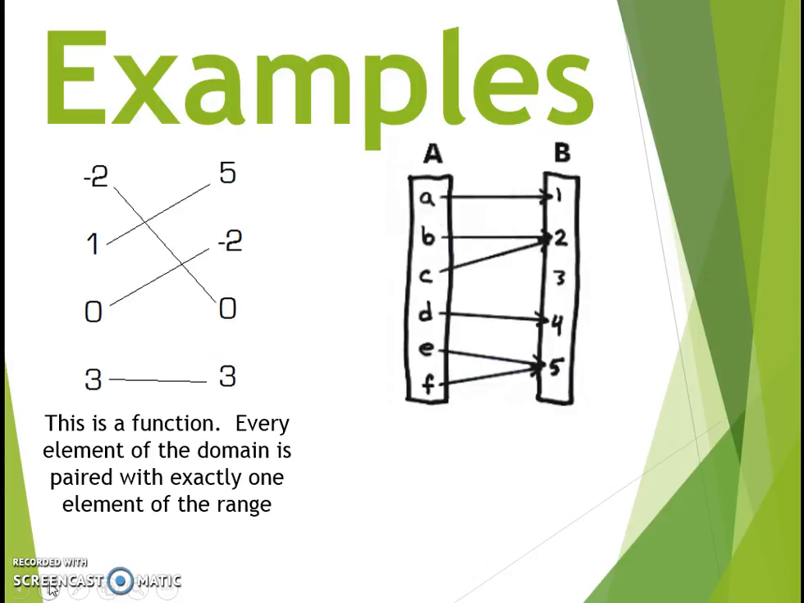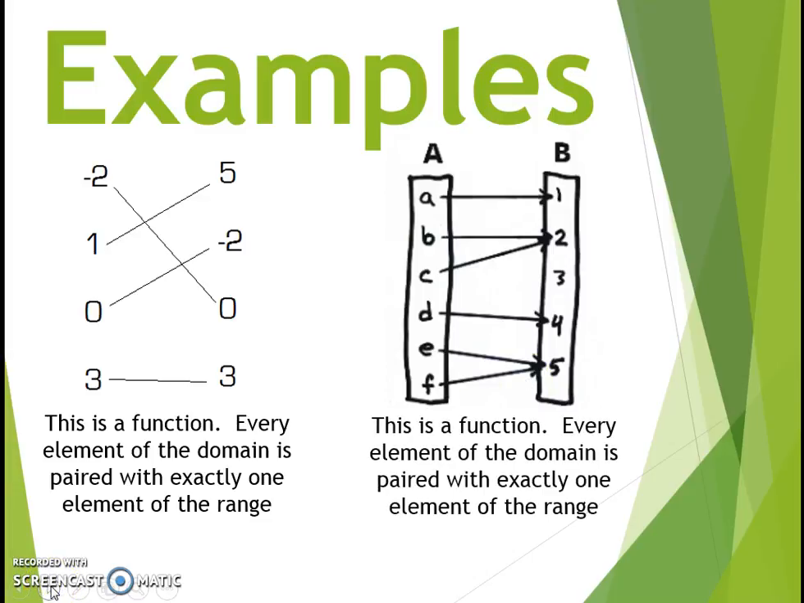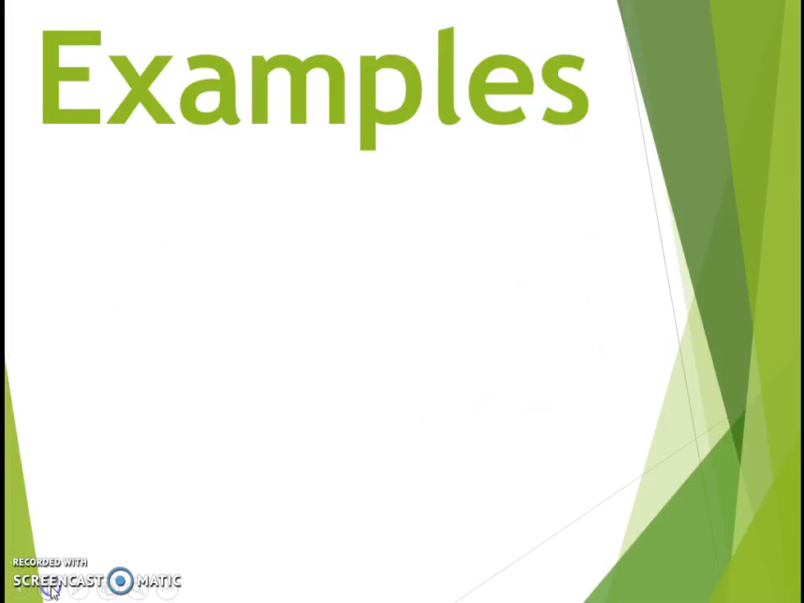Here's another type of mapping. Again, all the letters on the left only go to one thing on the right. Here we see B and C share 2 and E and F share 5, but E only goes to 5 and F only goes to 5. So there's not a repeat there. So this is a function because every element of the domain is paired with exactly one element of the range.